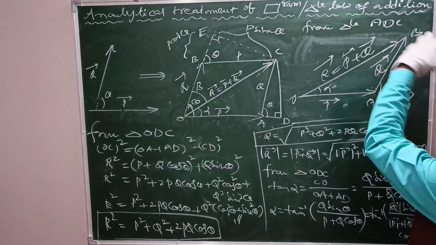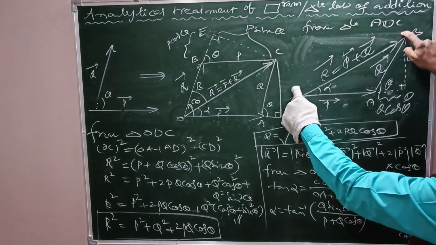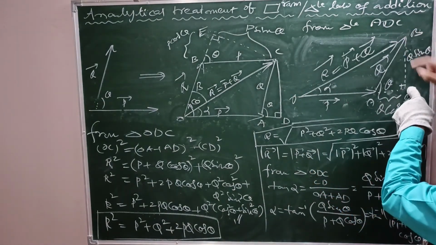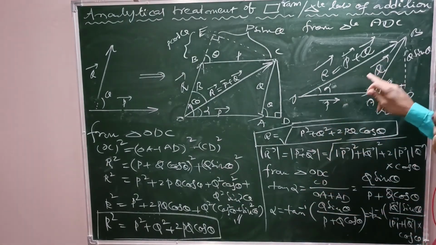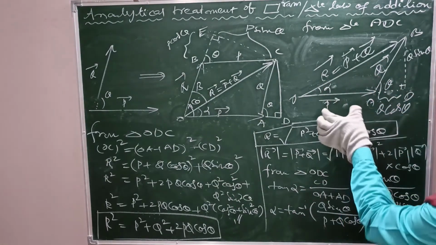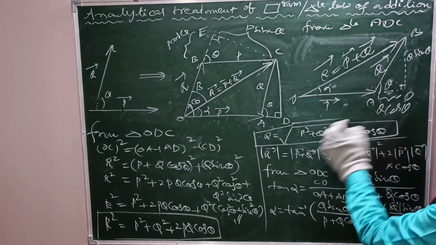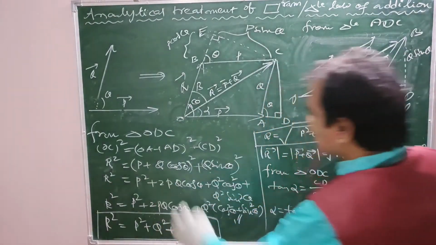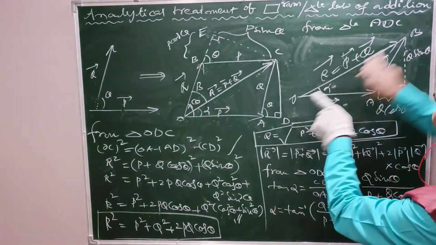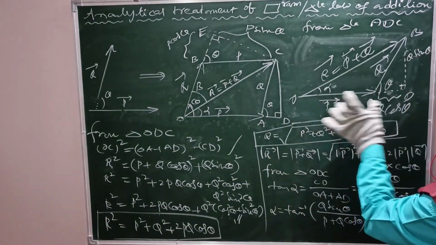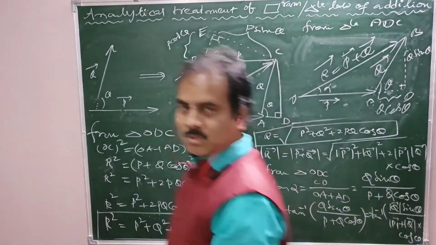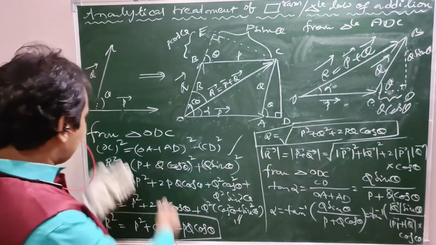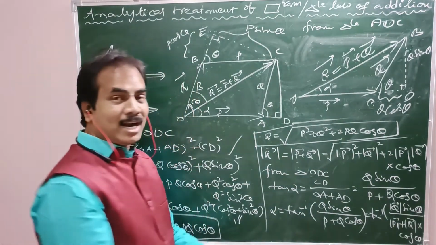So in this right angle triangle also, hypotenuse square equals side square plus side square. That is here, R square equals P plus Q cos theta whole square plus Q sin theta whole square. So in that case also you will get the same result as usual. No need to write once again.